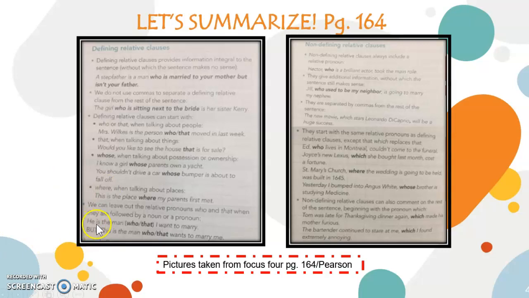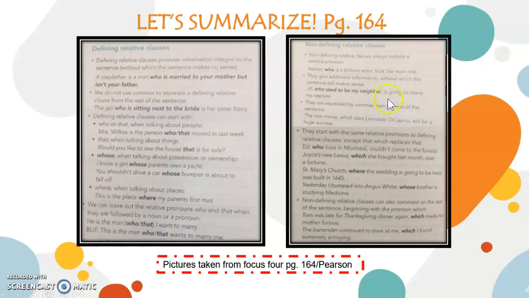Here it says, he is the man who or that I want to marry. Parentheses or brackets mean that you can omit this relative pronoun. Why? Because here you have I, and I is a pronoun. So you can say he is the man who, or he is the man that I want to marry, or you can say he is the man I want to marry, and that's okay. But just with who and that when they are followed by a pronoun or a noun. This is the man who or that wants to marry me. Here I cannot omit it because the next part starts with a verb, not with a pronoun or a noun.